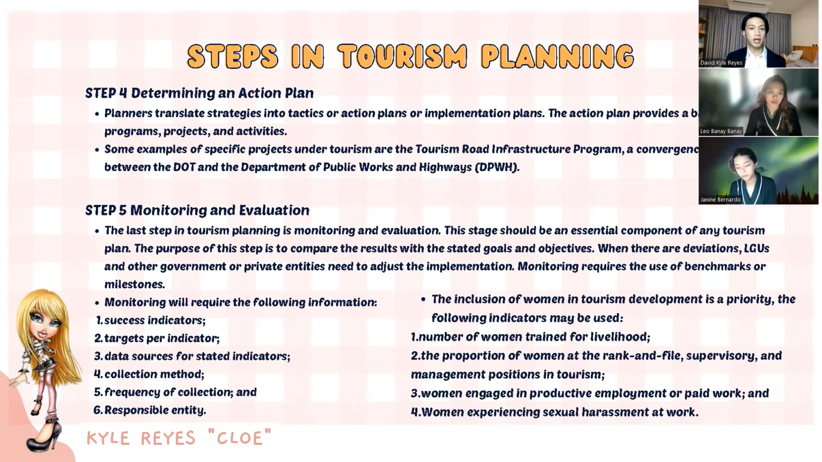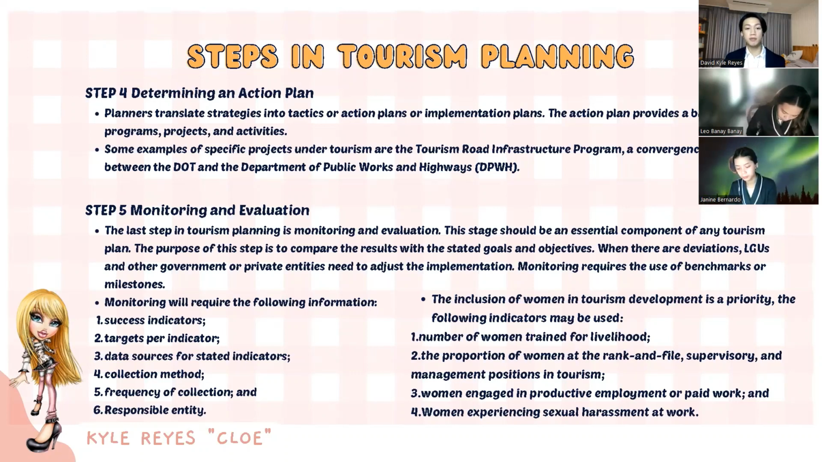So step 4 in tourism planning is determining an action plan. Planners translate strategies into tactics or action plans, or implementation plans. The action plan provides a breakdown of programs, projects, and activities, and the specific entity responsible for each activity. The Department of Tourism Guidebook for LGUs gives us an example of an action plan.